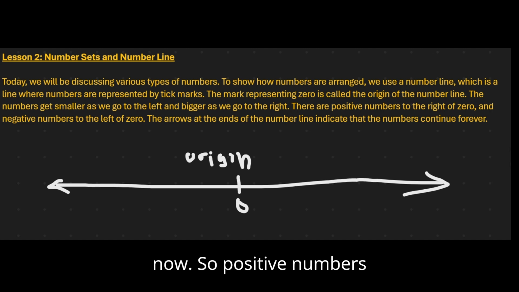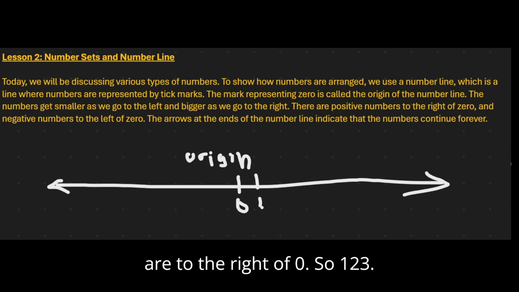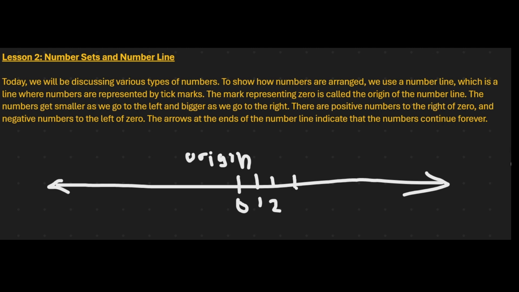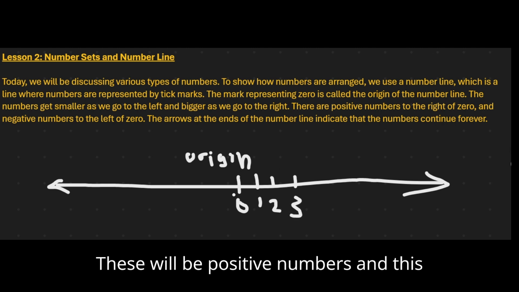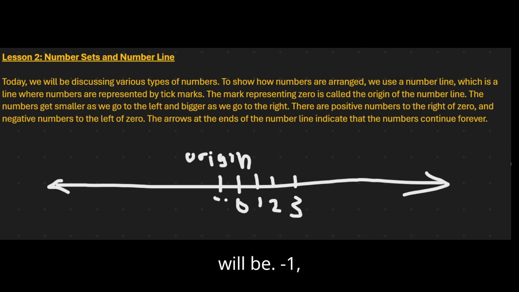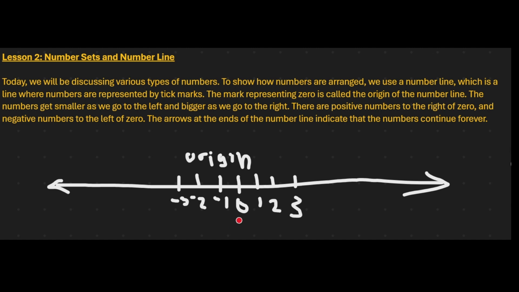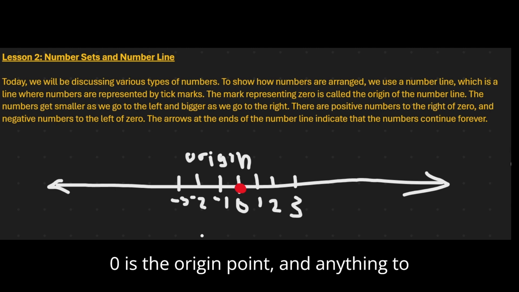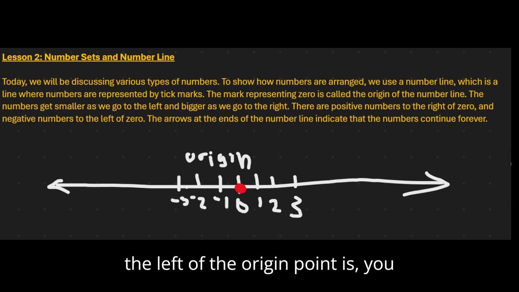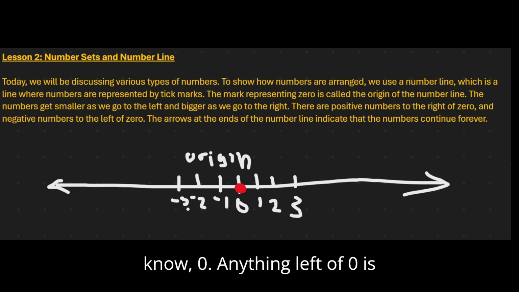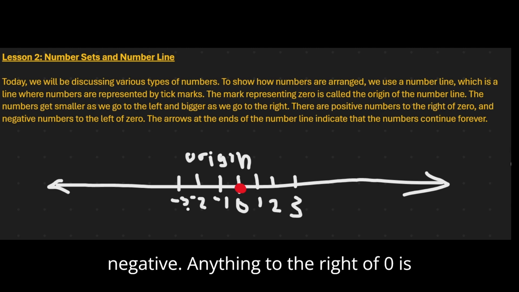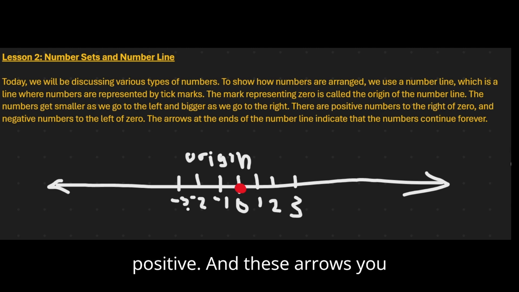So positive numbers are to the right of 0. So 1, 2, 3. These will be positive numbers, and this will be -1, -2, -3. Negative numbers are to the left of the origin point, which is 0, as we discussed. Anything left of 0 is negative. Anything to the right of 0 is positive.